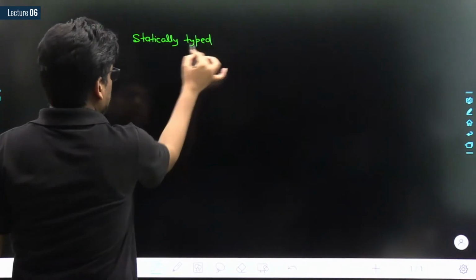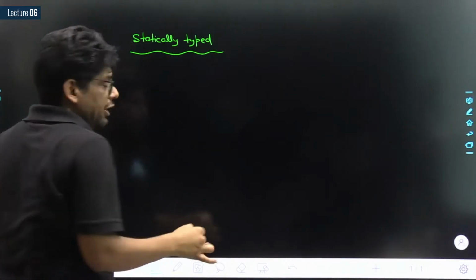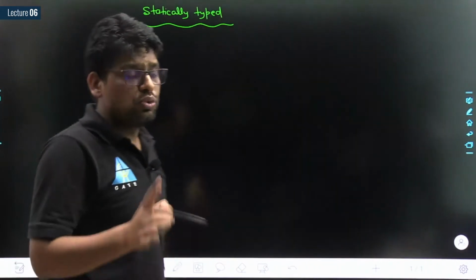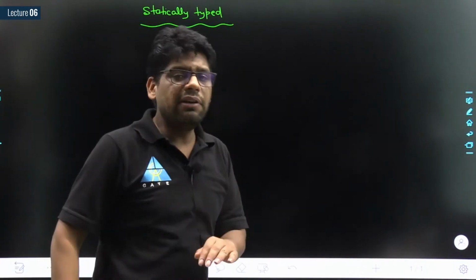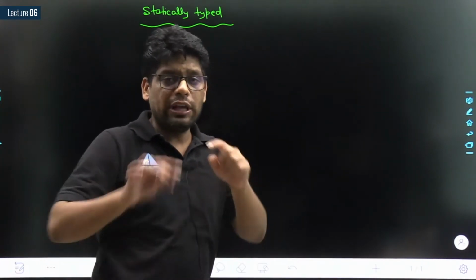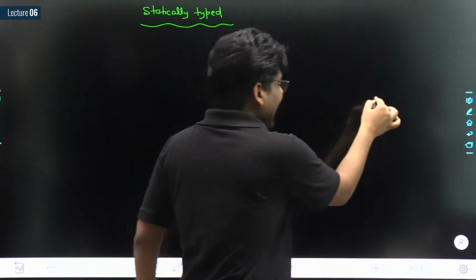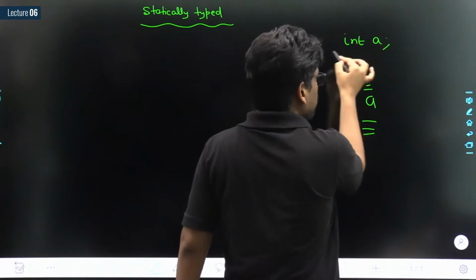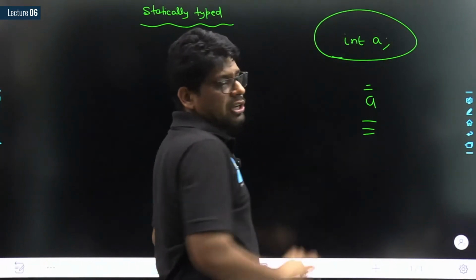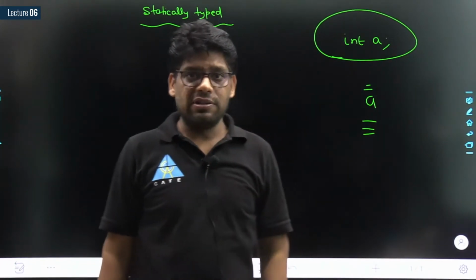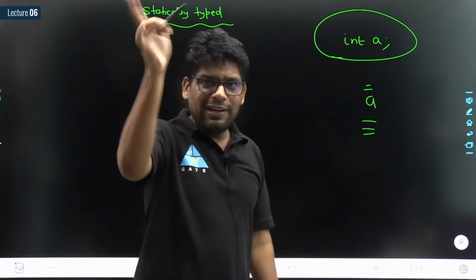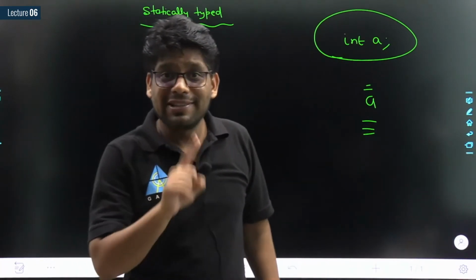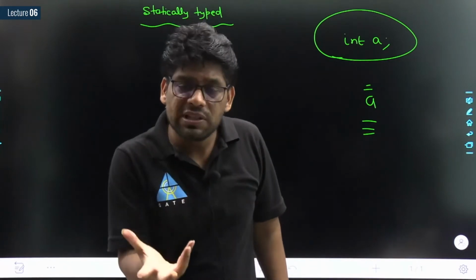What does that mean? Sir, we need to create a variable before using it. That means you cannot use A in your program without declaring it. You need to declare a variable first. You need to tell the compiler first. So, what is this? We are telling the compiler. Declaration.